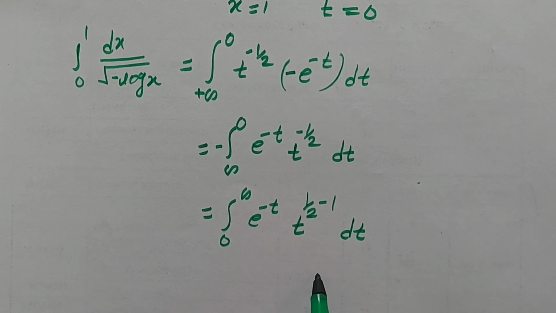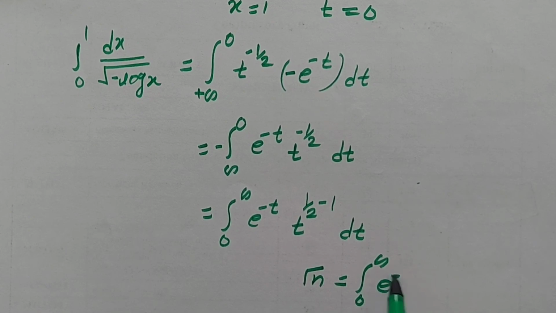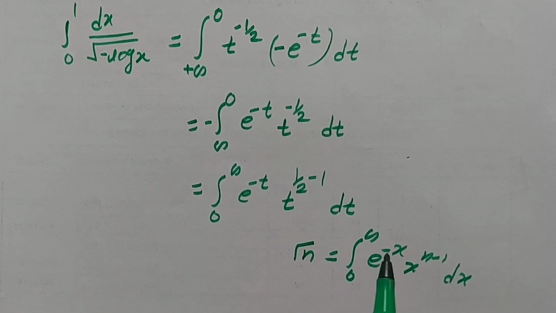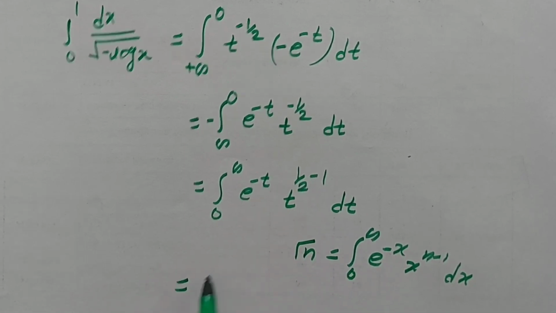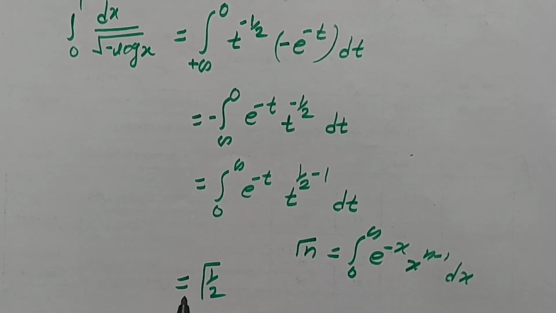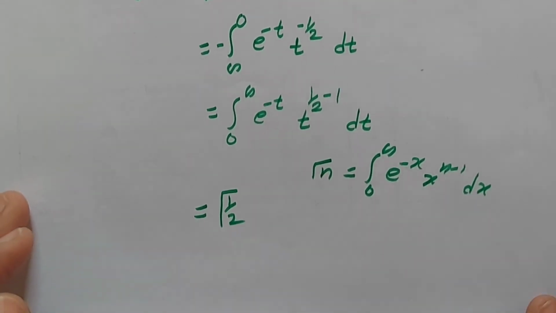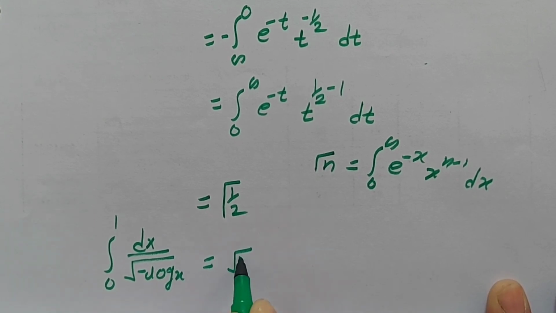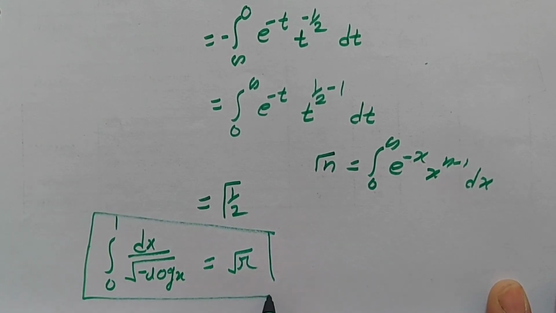If we use the definition of the gamma function, then gamma of n is equal to integral 0 to infinity e raised to the power minus x, x raised to the power n minus 1 dx. If we compare this integral with this term, then we get n equals 1 by 2. That means this integral is nothing but gamma of 1 by 2. And we know the value of gamma 1 by 2 is under root of pi. So the integral 0 to 1 dx divided by under root of minus log x is equal to under root of pi. This is the final answer.